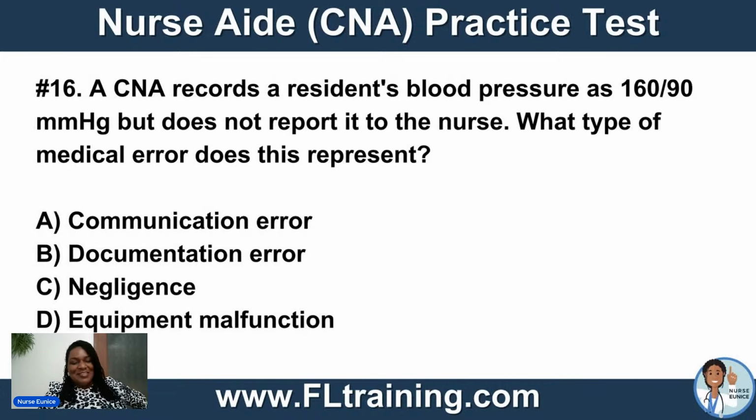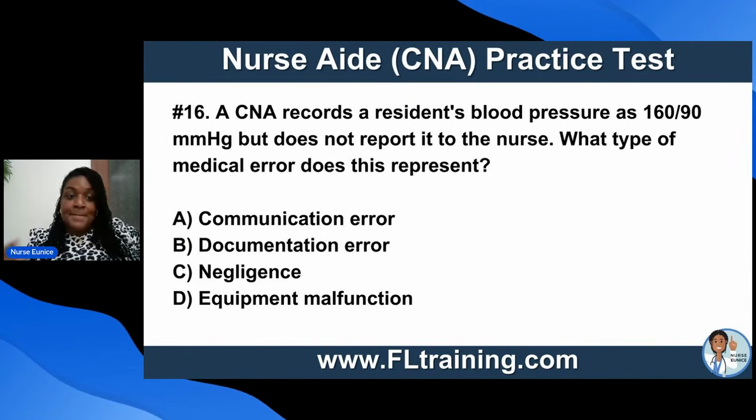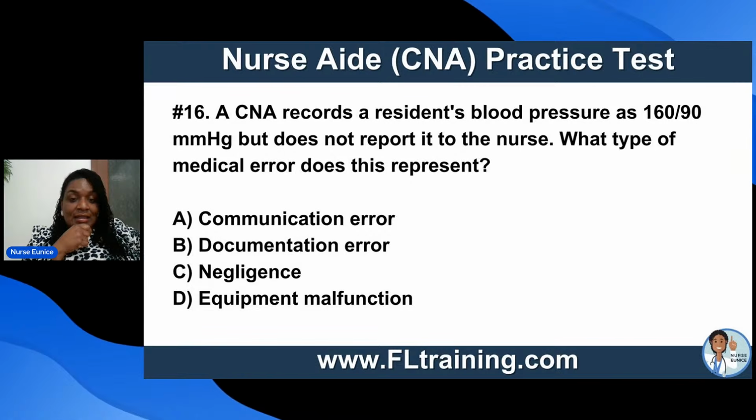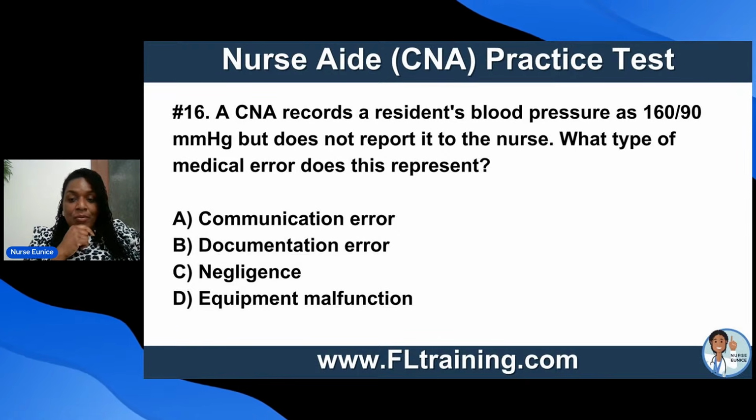All right, so question number 16. A CNA records a resident's blood pressure as 160/90, but does not report it to the nurse. What type of medical error does this represent? Is it a communication error, a documentation error, negligence, or equipment malfunction? Let's see. 160/90. You didn't tell the nurse. What type of error would that be?